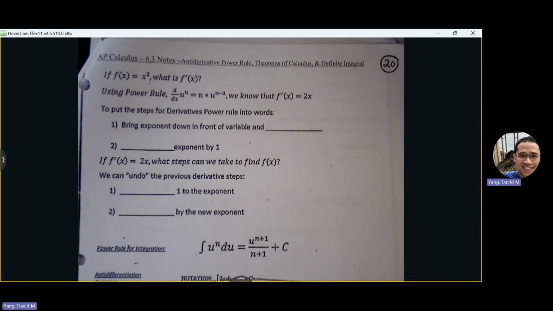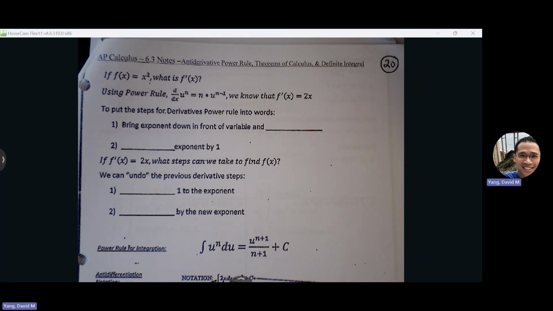Now, power rule for derivatives was the most common derivative rule that you used. And likewise, we have also a power rule for antiderivatives. And this will be the most common rule they use on the antiderivative side. It's going to feel a lot like the power rule for derivatives, but we're just doing the inverse procedure. So let's just review power rule for derivatives.